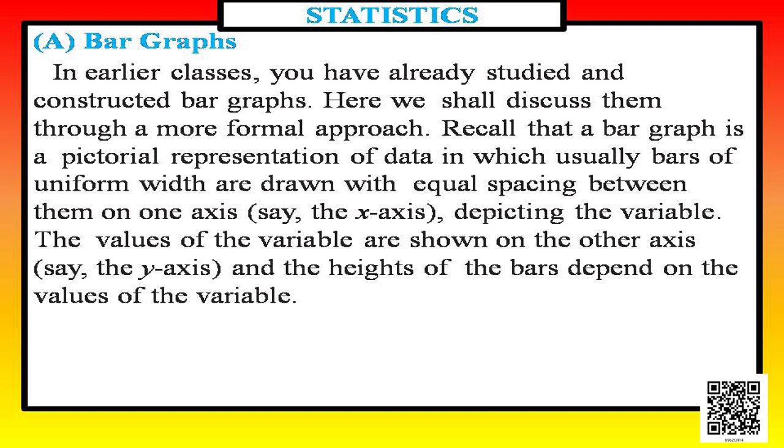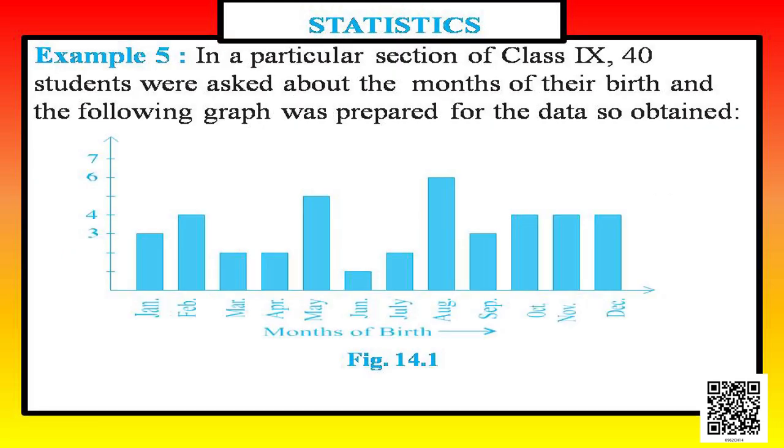In earlier classes, you have already studied and constructed bar graphs. Here, we shall discuss them through a more formal approach. Recall that a bar graph is a pictorial representation of data in which usually bars of uniform width are drawn with equal spacing between them. We take an example here. In a particular section of class 9, 40 students were asked about the months of their birth, and the following graph was prepared for the data so obtained. Look at the graph here.